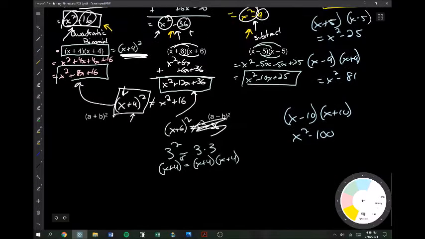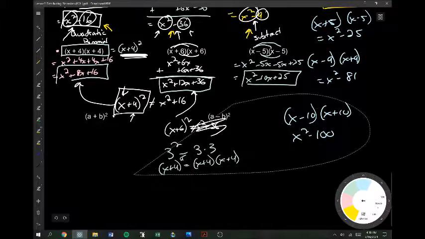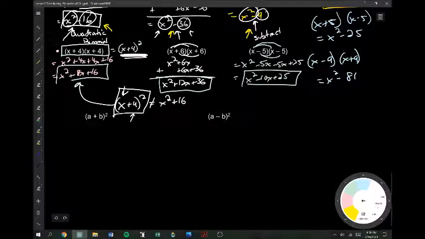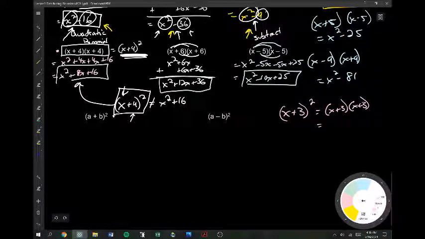So let me jump down to some clean space. If I have something being squared, I'll do x plus 3 squared. You want to write this out as x plus 3 times x plus 3, and then just do the foiling. x squared plus 3x plus 3x plus 9. Put your like terms together, x squared plus 6x plus 9, and you got it.